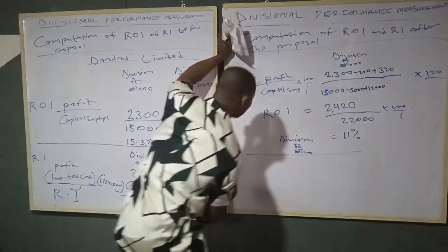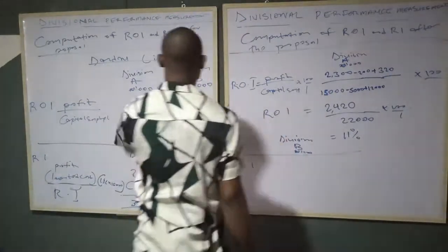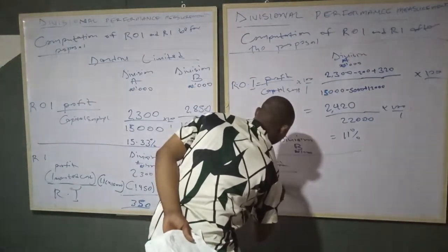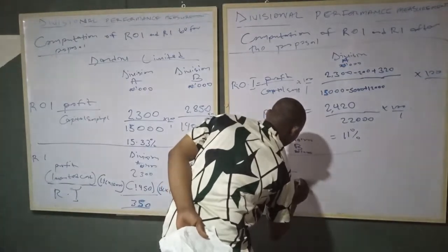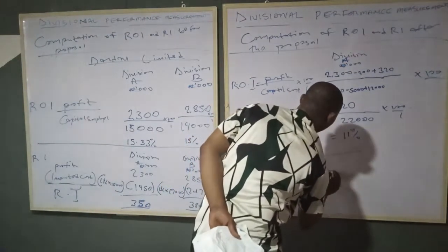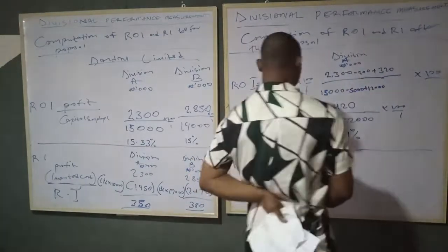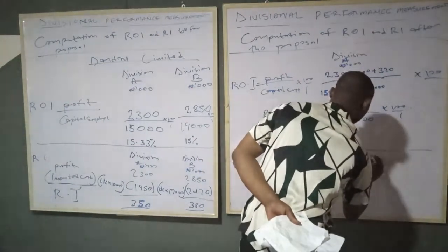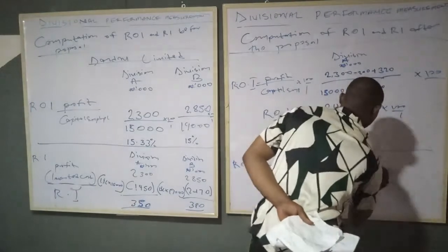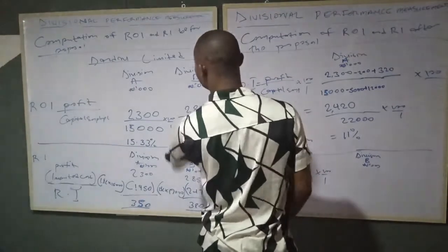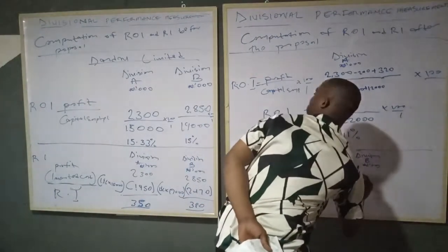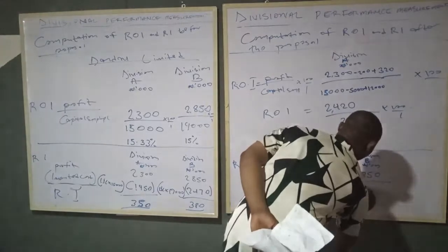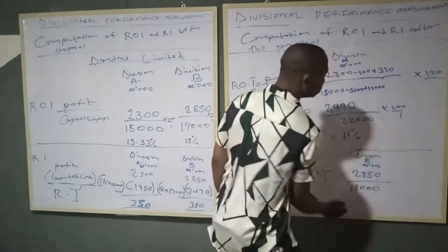So for division B, return on investment before the proposal is profit over capital employed times 100 over 1. Their profit before the new proposal was 2,850, and their capital employed was 19 million. We are putting triple zero because we have 000 up here.